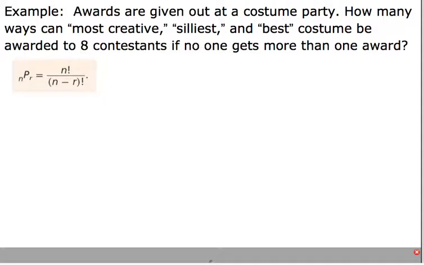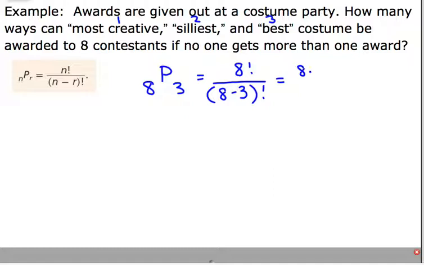All right, let's try one more. Awards are given out at a costume party for the most creative, the silliest, and the best costume. And there are 8 people at the party. So we have our total of 8 and a permutation, and we're choosing 1, 2, 3 different awards. So substitute in 8 factorial, 8 minus 3 factorial, so 8, 7, 6, oh, I probably should do 8 minus 3 is 5 factorial, that's fine. Probably getting the hang of this.